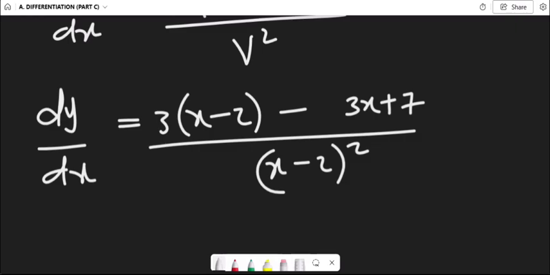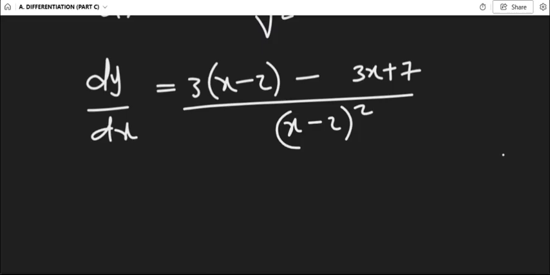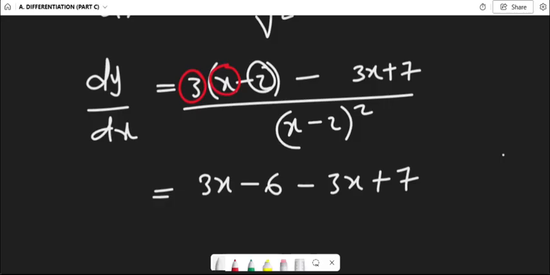So let's look at the options whether we have such an answer. Okay, so before we move on to the answer, I think we can further simplify, because in the options we don't have something like that. So let's further simplify. If you look at this, 3 multiplied by x gives us 3x. Then 3 multiplied by 2 gives us minus 6. So we go on with minus 3x plus 7.